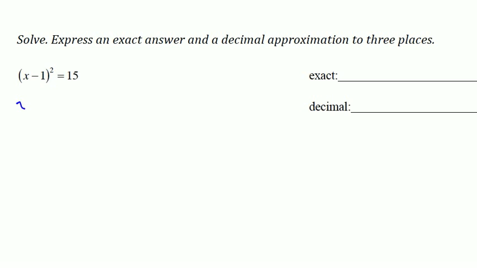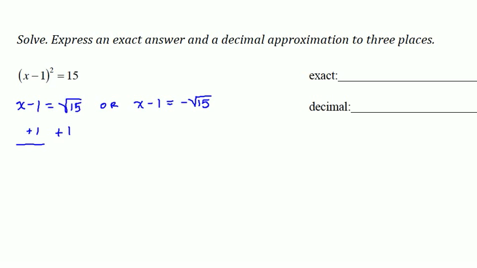So when we apply the square root property, this becomes x minus 1 equals the square root of 15, or x minus 1 equals minus the square root of 15. This time, because 15 is not a perfect square, we are going to have irrational solutions, and we cannot completely get that square root out of our answer. We can't simplify the square root of 15.